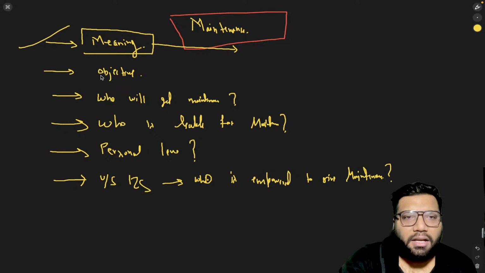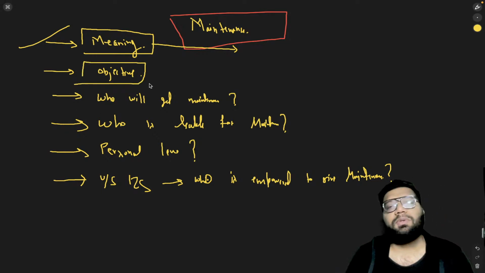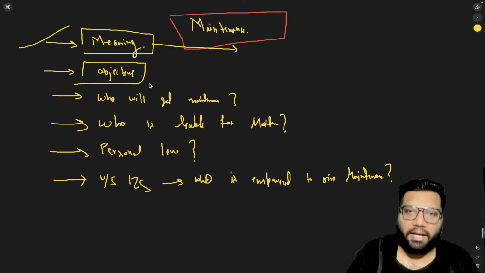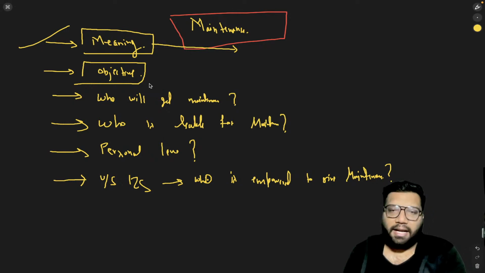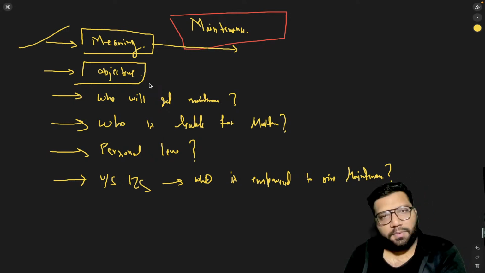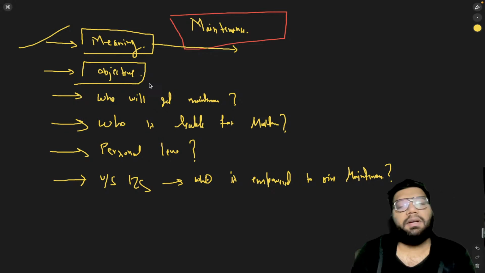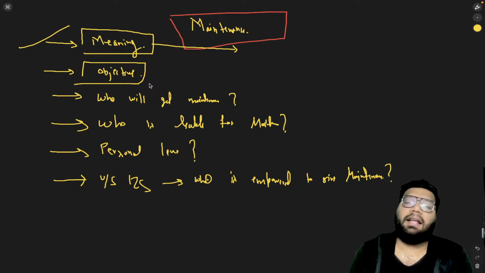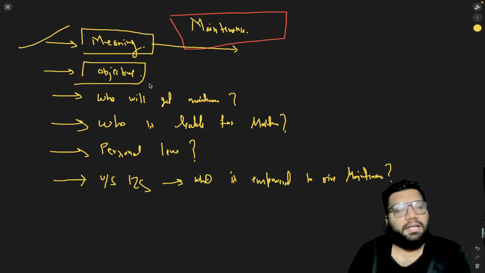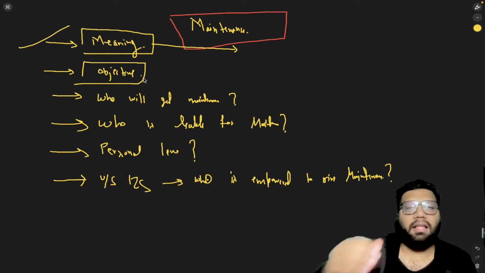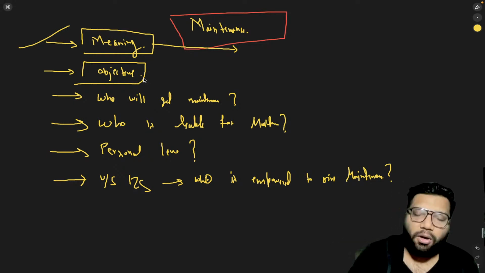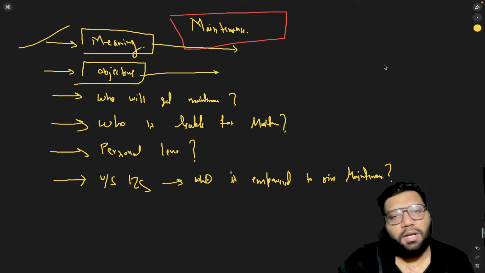Now, what is the objective? The objective is that when it comes to some relations, for example husband and wife, the wife is entitled to get maintenance from the husband. The children are entitled to get maintenance from the parents. The old age parents are entitled to get maintenance from their children. So basically, when there is a relationship, there comes a duty on the person, and when a duty comes on the person, that person needs to give maintenance to the other person.